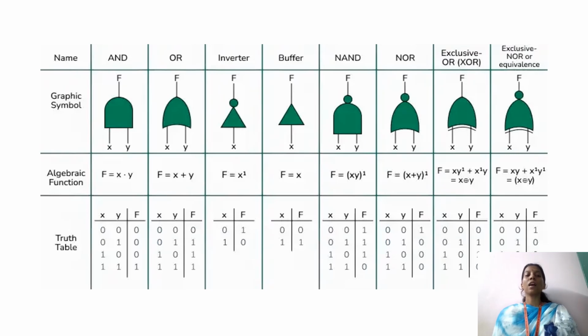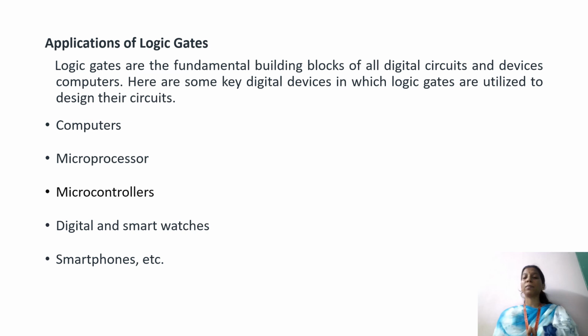the gates. These are the symbols of the gates, this is the algebraic function, and these are the truth tables. Next, there are some applications of logic gates. They are a building block of all the digital circuits and devices which are being used right now. Next, there are some digital devices in which logic gates are used, like computers, microprocessors, microcontrollers, digital watches, smartphones, and etc.